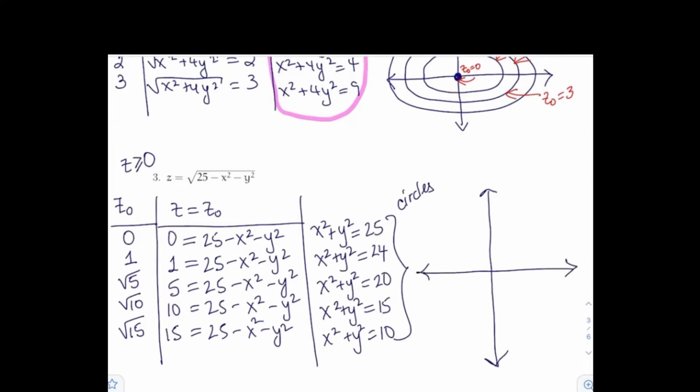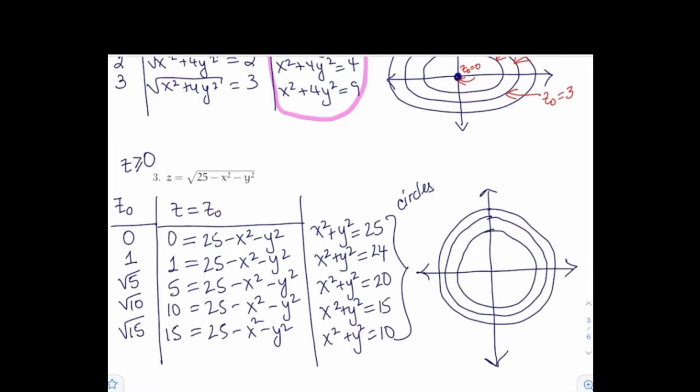Okay, here's my xy plane. Okay, x squared plus y squared is equal to 25. That is a circle of radius 5. That's my first one. Then x squared plus y squared is 24. So that one has a smaller radius a little bit, but now we're inside, right? Okay. 20, then 15, and 10. Okay. So these are all getting smaller circles, right, as we go up.